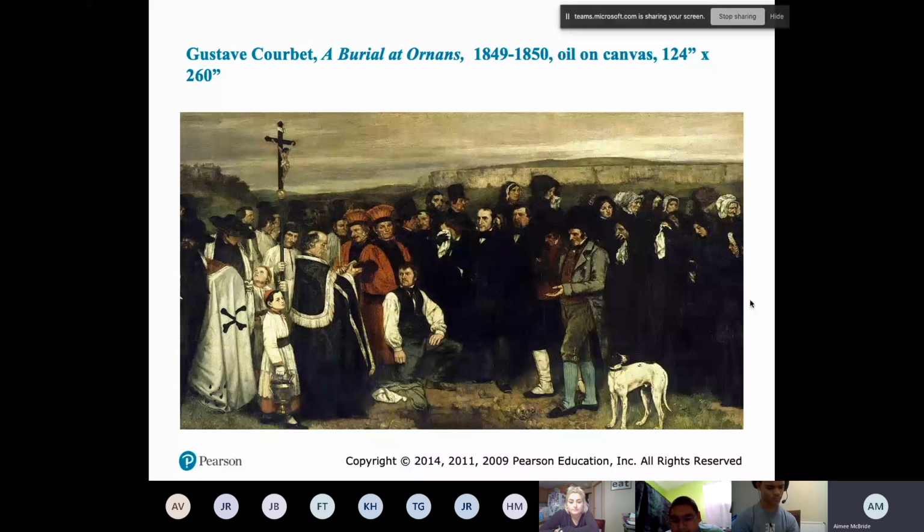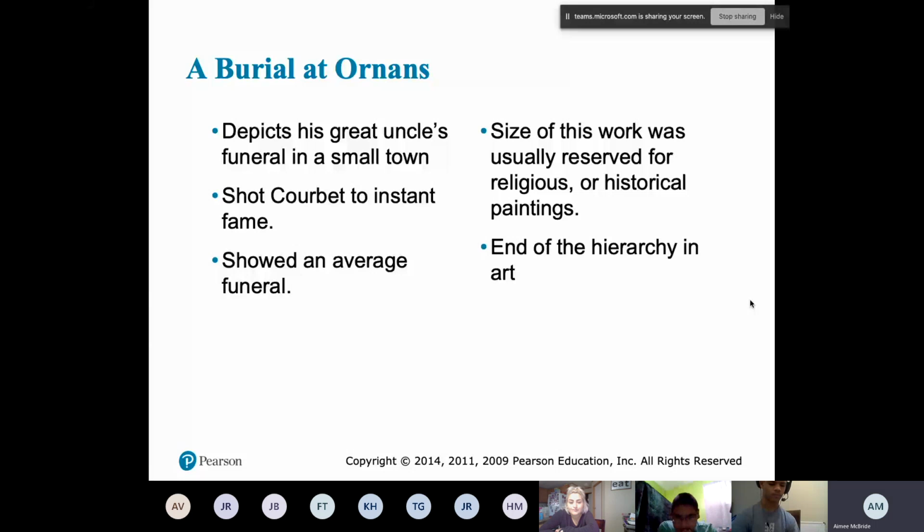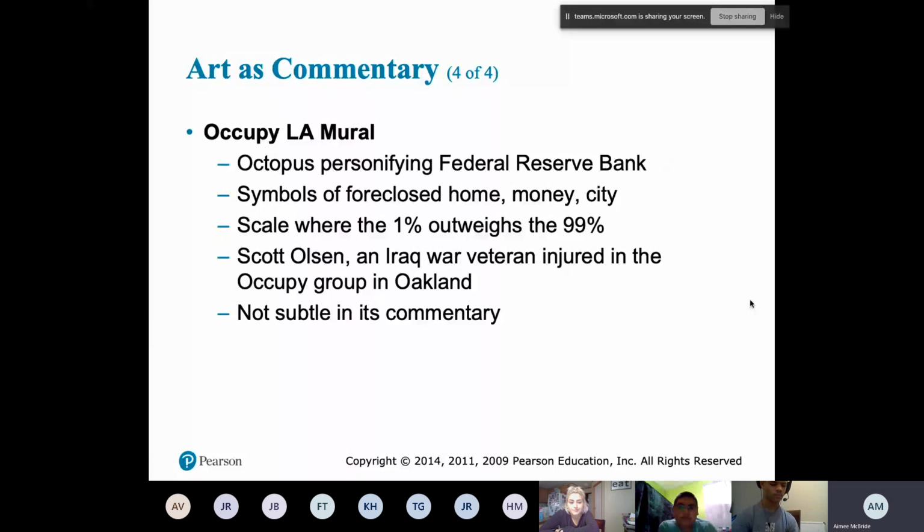And of course, this particular image can fall under the category of art for self-expression as well, as the artist is expressing his emotions in relation to his uncle's passing. Because remember, things can be under more than one category.